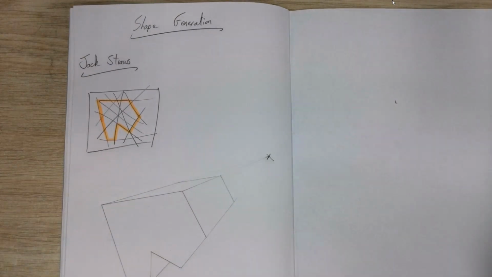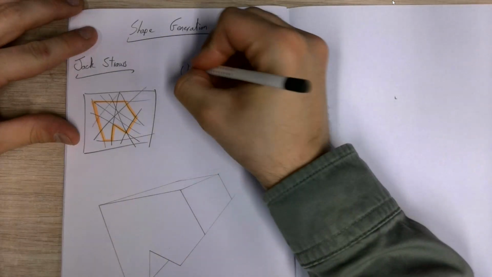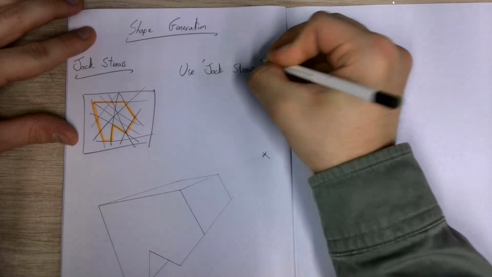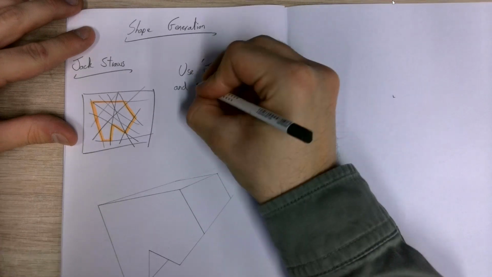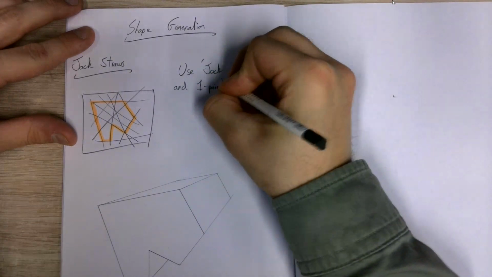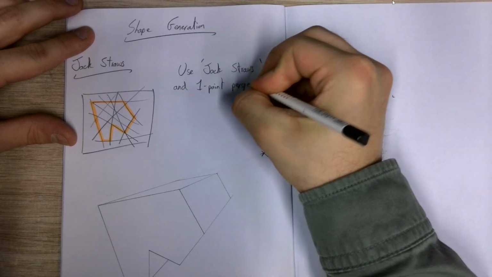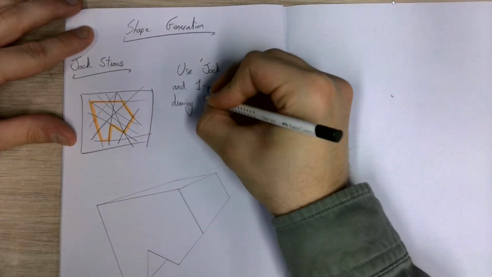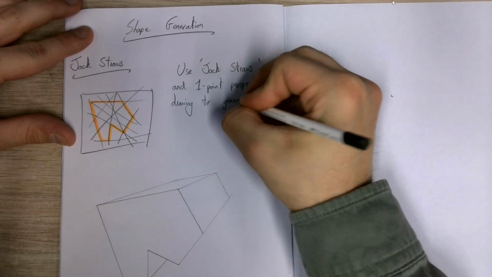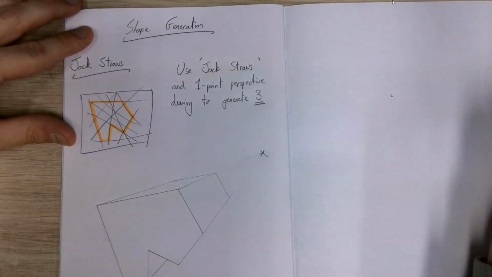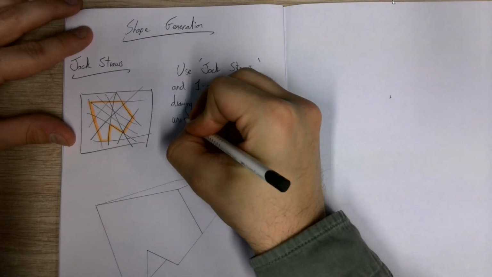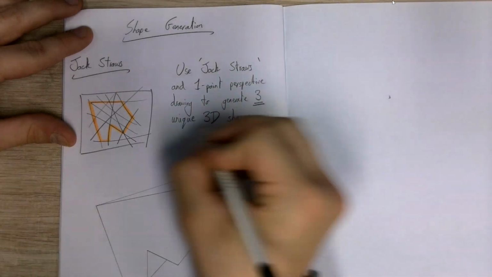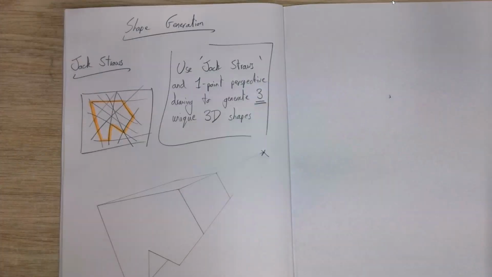So your task this week is to use Jack Straws and 1-point perspective drawing to generate 3 unique 3D shapes. That is your task for this week.